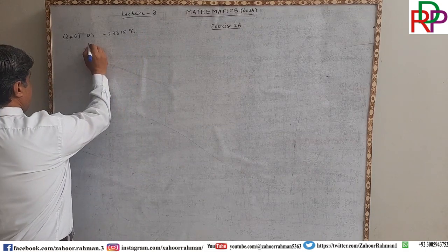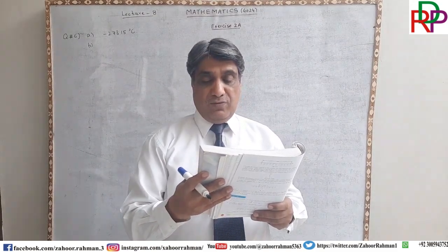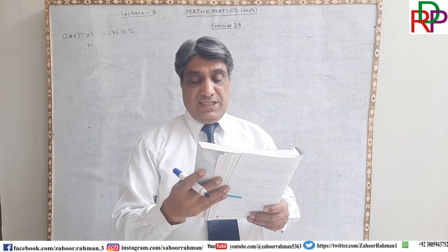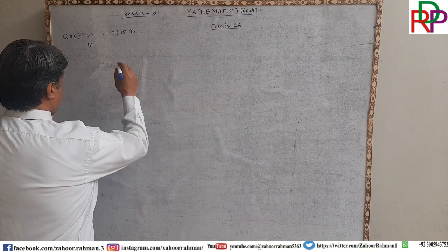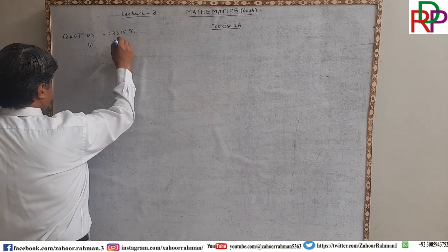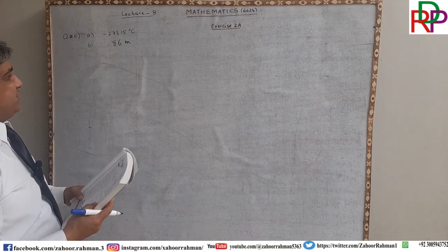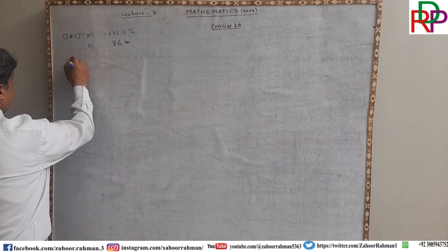Question number 6 and part B is saying that the lowest point in North America is the Badwater Basin, which is 86 meters below sea level. Represent this altitude using a negative number. So minus 86 meters is the answer. That is why I told you that the question is a longer one, but the answer is very short.